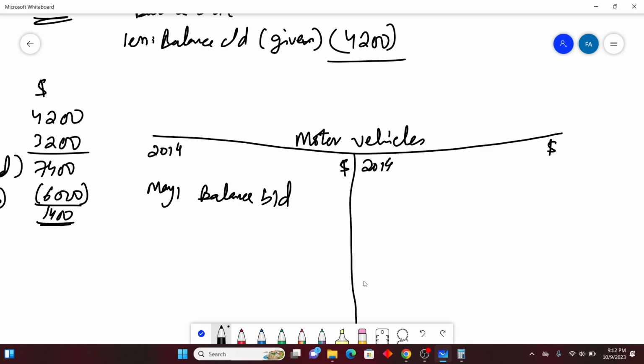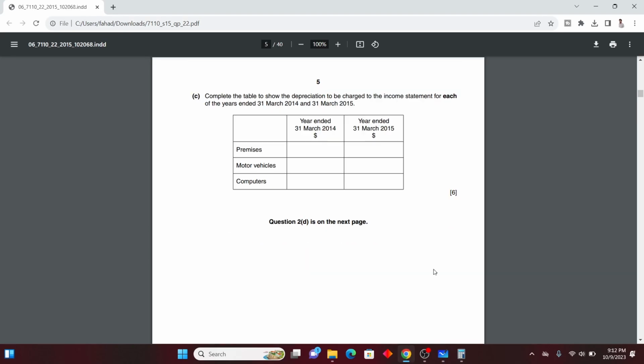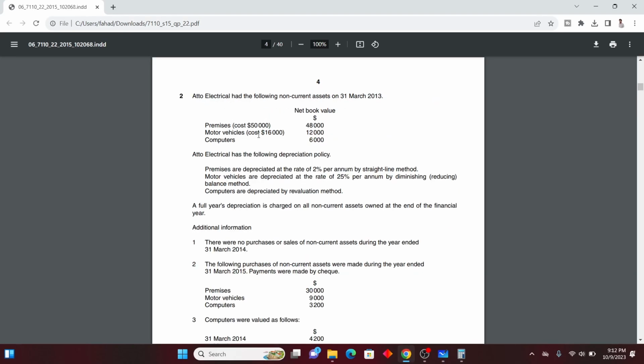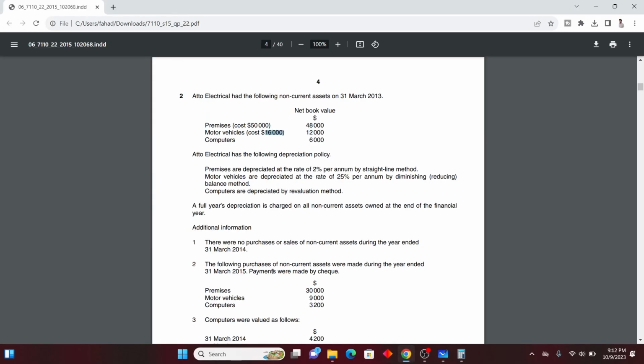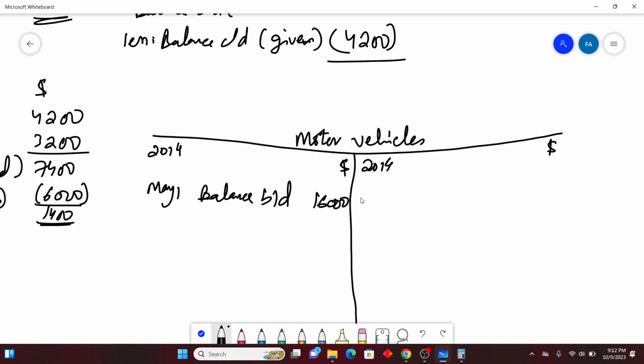Balance BD of the motor vehicle is given in the question, which is cost 16,000. Always take the cost. Then you purchase some motor vehicles. No, you did not purchase any motor vehicle in 2014. So this motor vehicle will become balance CD as it is, which is 16,000. So just close this down.